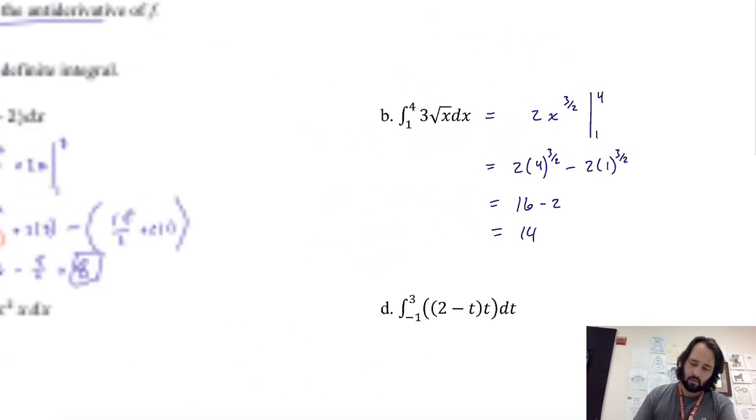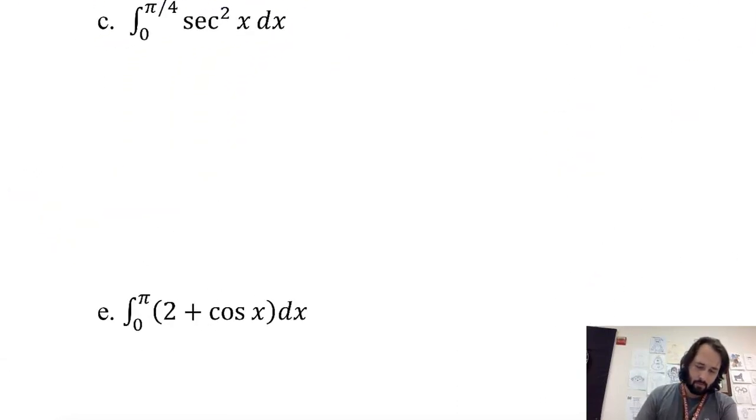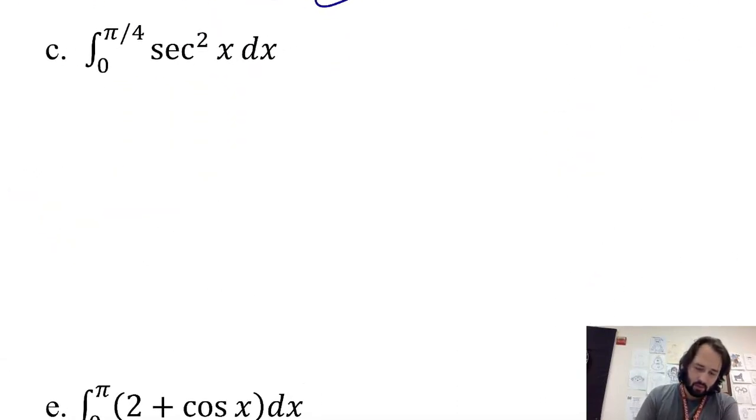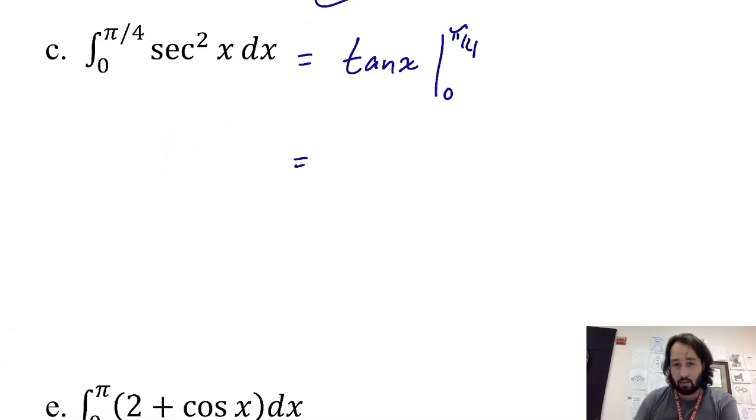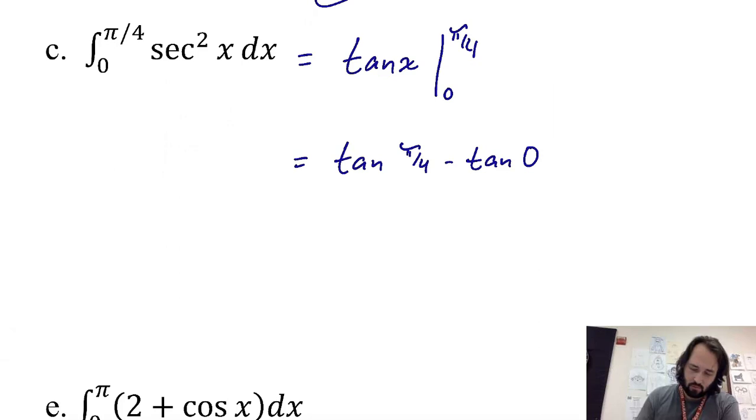It is. Alrighty. The antiderivative of secant squared is tangent, so this is the same thing as tangent from 0 to pi over 4. If you're going to check this one on your calculator, make sure you're in radians, as always in calculus. So this is tangent of pi over 4 minus tangent of 0, which would be 1.